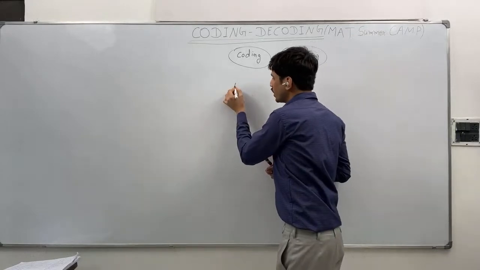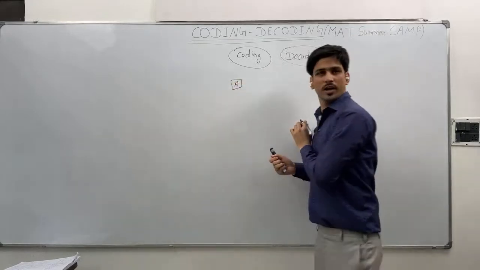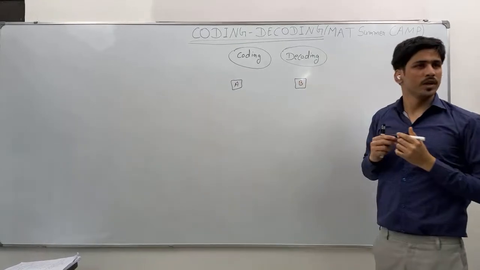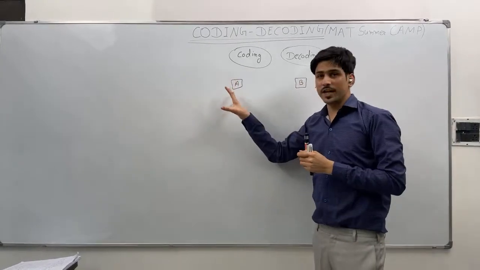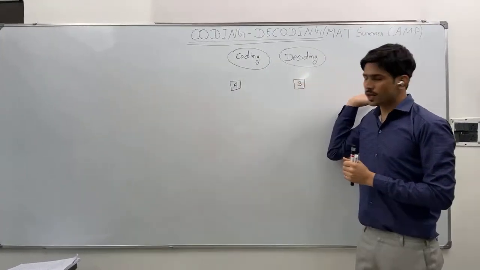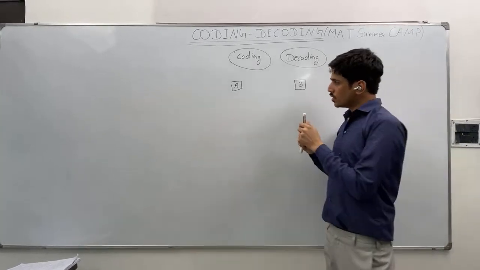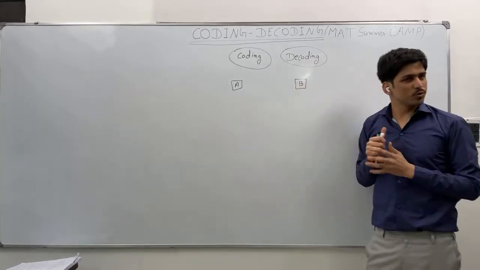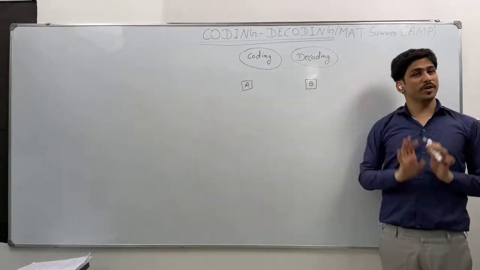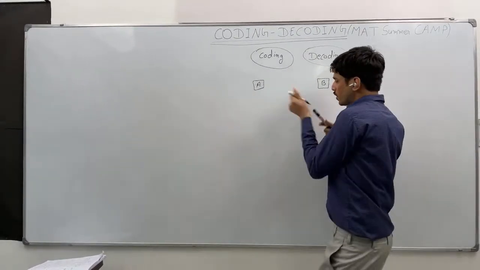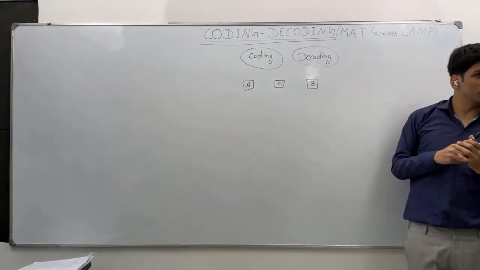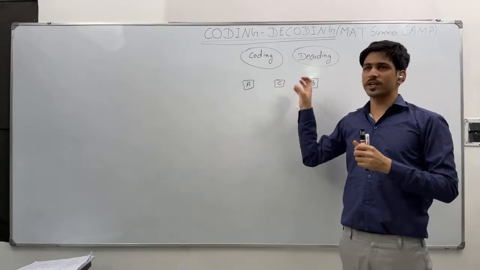Let's say you have a friend A here, and there is another friend B here. Let's say A wants to send some message to B, and B is staying very far away from A. A cannot travel to B and give the message. But there is one more friend, C. You can say C is working as a postman.